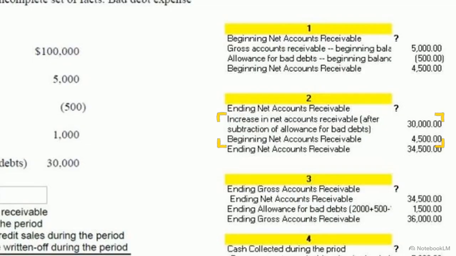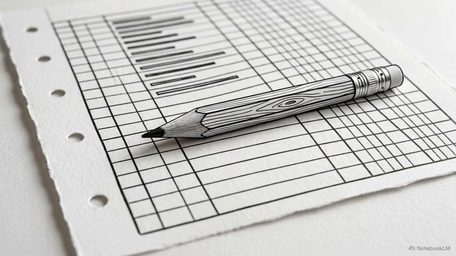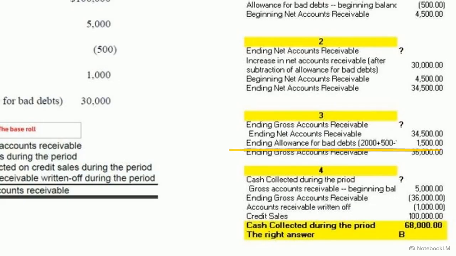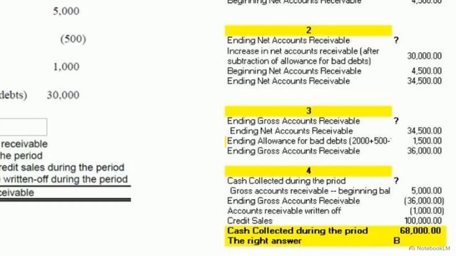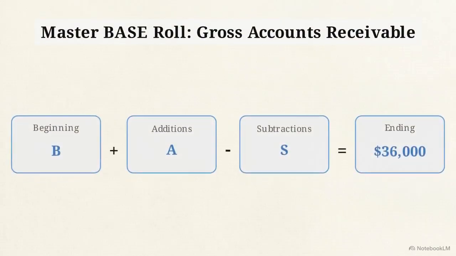Adding the $30,000 stated increase to the $4,500 beginning net balance gives us an ending net balance of $34,500. Next, we reconstruct the specific allowance account over the period. Taking the $500 beginning balance, adding the $2,000 recognized expense, and deducting the $1,000 in write-offs yields an ending allowance of $1,500. By adding this derived ending allowance back to our ending net accounts receivable, we expose the true ending gross accounts receivable, $36,000.